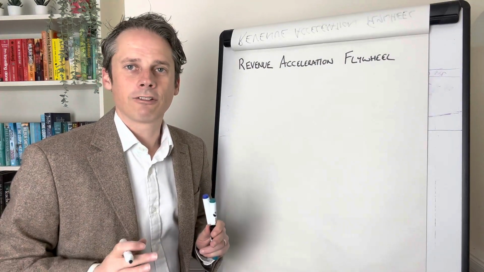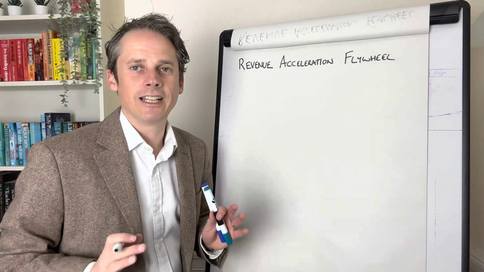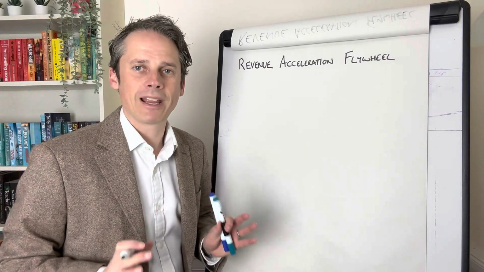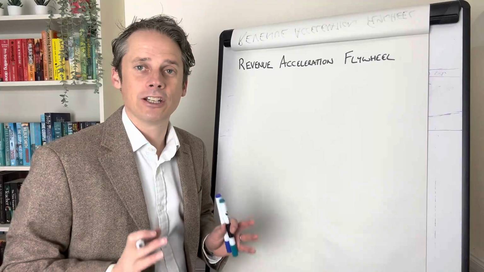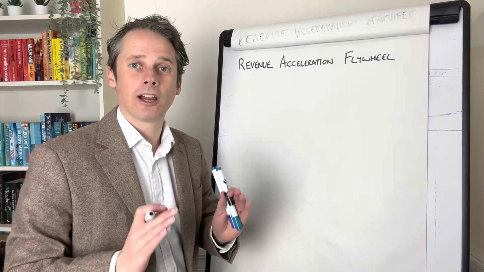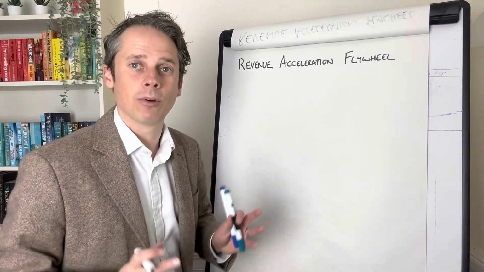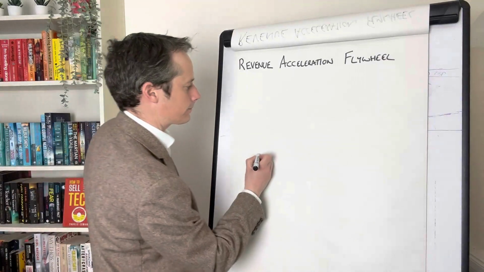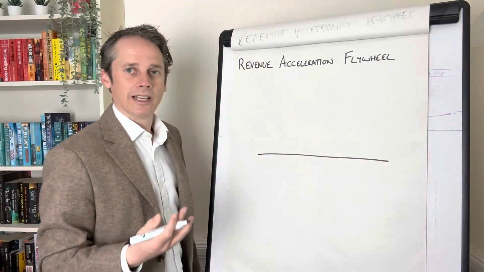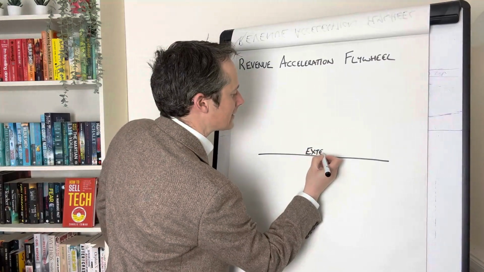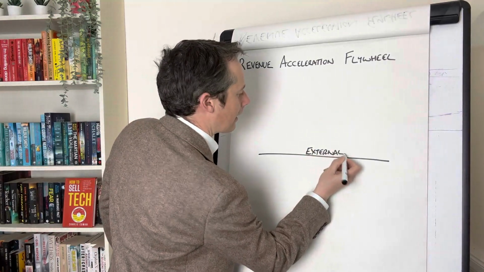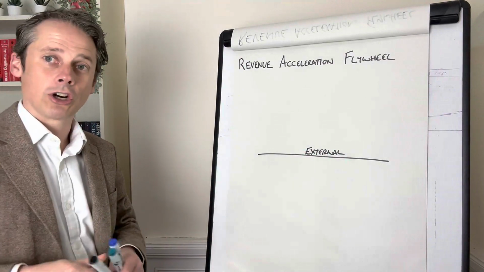The Revenue Acceleration Flywheel is a really easy way of mapping out the external and internal activities that you need to focus on as you drive sustainable and scalable revenue growth. It's split into two halves. On the top, we have the external activities that are going to drive revenue.